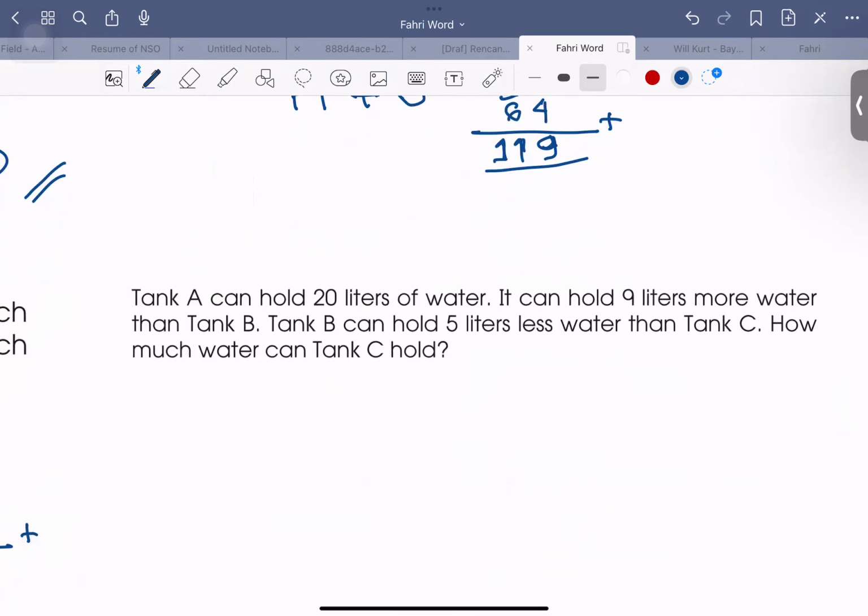Last question for today's session. Tank A can hold 20 liters of water. It can hold 9 liters more water than tank B. Tank B can hold 5 liters less water than tank C. How much water can tank C hold? You don't need to answer, Fari. Let the audience answer this question.